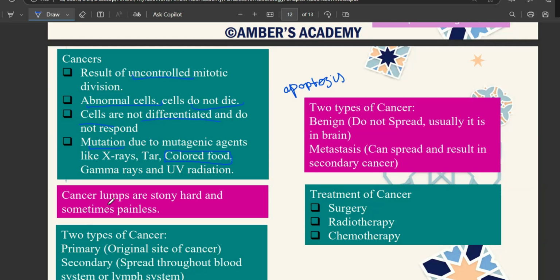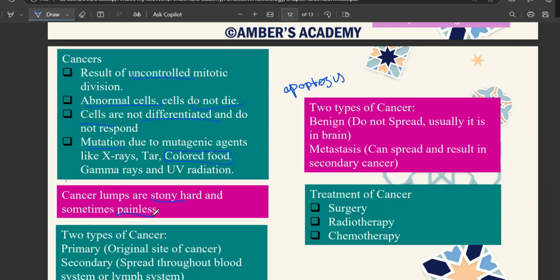And then you need to remember that cancer lumps are stony hard and sometimes they're painless. So if you think that there is a cancer, you can check if you have any lump, and a lump is a mass of cells. If you press it and you feel that it's stony, then there's a chance that a cancer is being formed. And those lumps are sometimes painless, sometimes they can be painful.